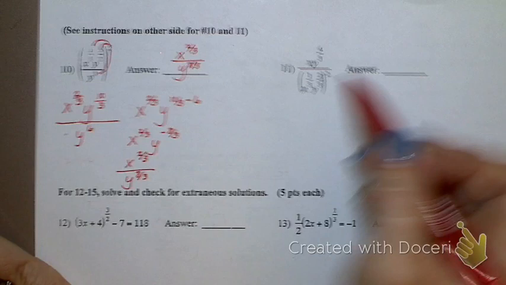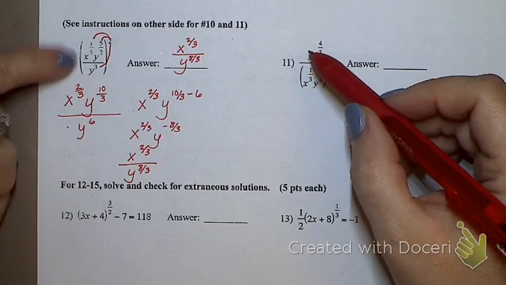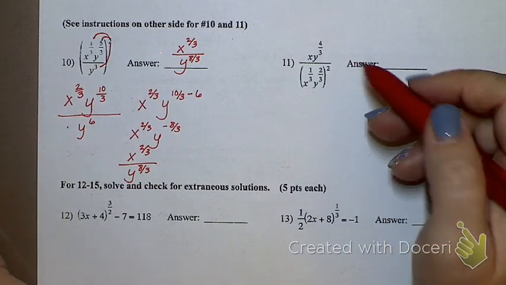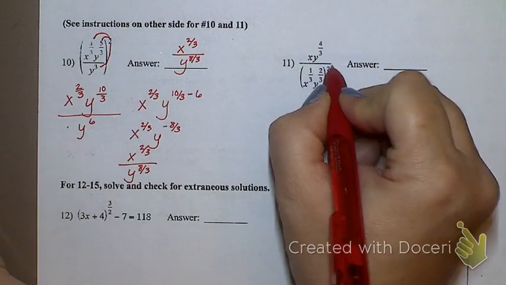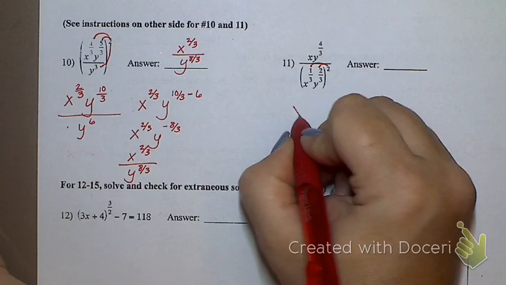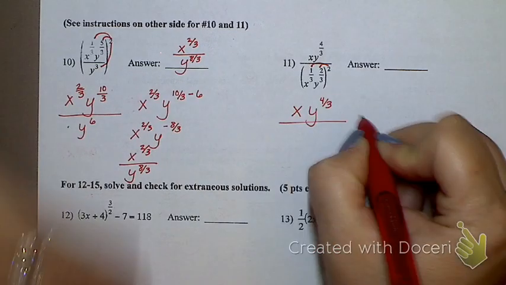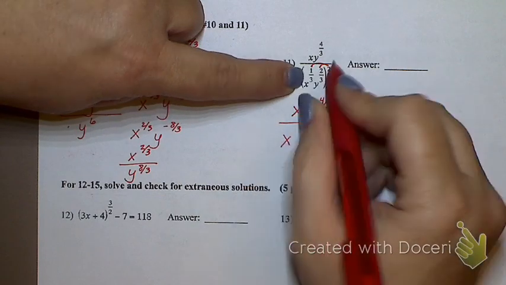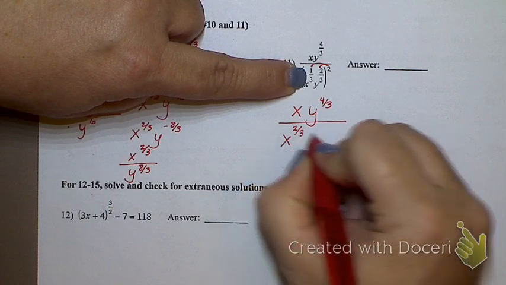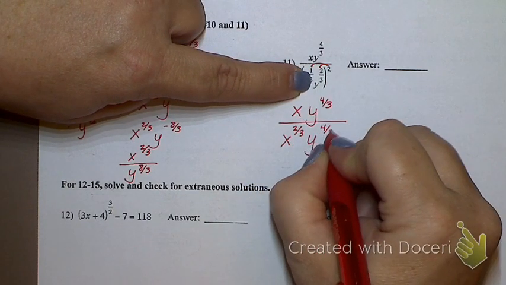Okay. All right, number 11 is sort of similar, but the parentheses aren't around the whole fraction like they were over here. They're just in the denominator. What does that mean? I only distribute to the denominator. So that 2 has to go to everything in the denominator and only the denominator. So the top is going to remain x, y to the 4/3. The denominator is going to be x, and then let's see, 1/3 times 2 is 2/3. And then 2/3 times 2 is 4/3.